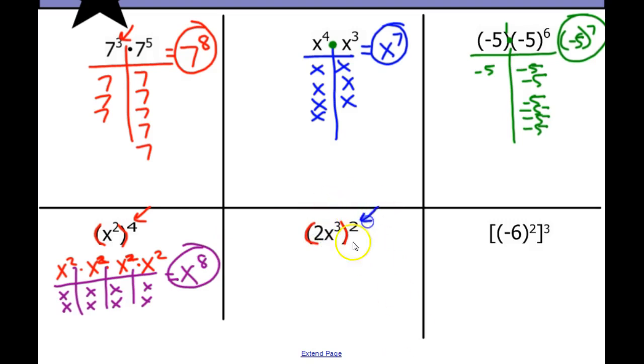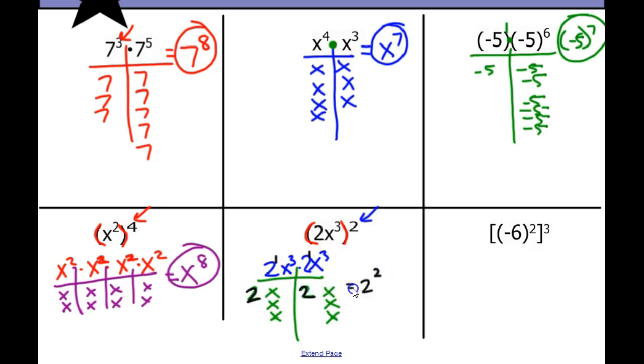Alright, this next one says we need to write whatever's in parentheses 2 times: 2x to the third, 2x to the third. Because there's not any more parentheses, we can just write out what we have. We have a 2 and 3 x's, and a 2 and 3 x's. This 2 doesn't really have an exponent; there would really be a 1 there. So in total we have 2 twos, so 2 to the power of 2, and 6 x's, x to the power of 6.